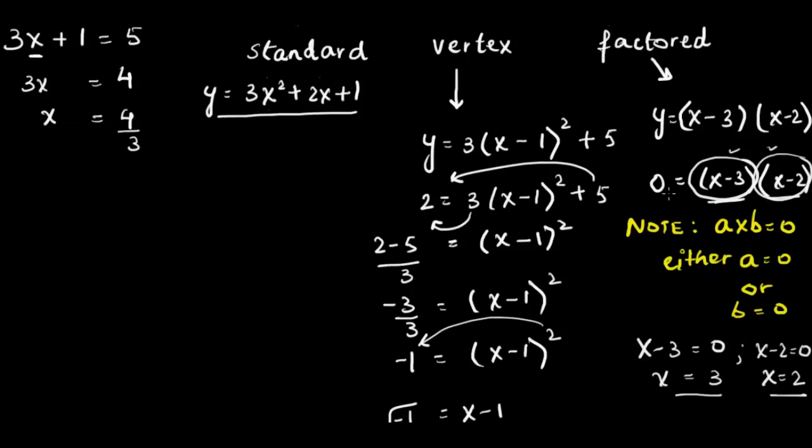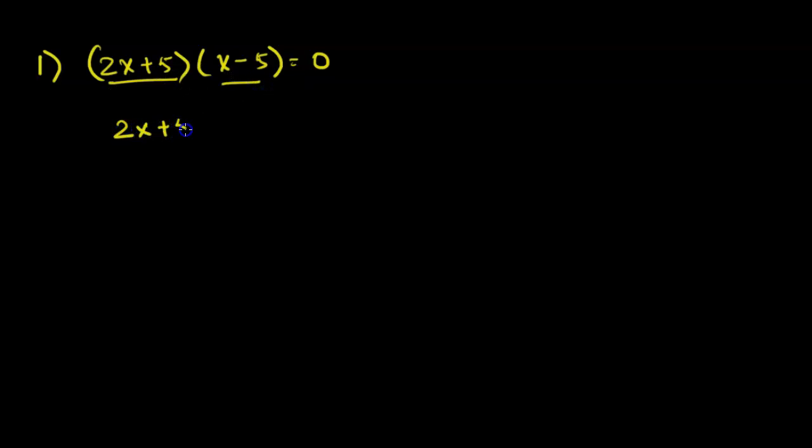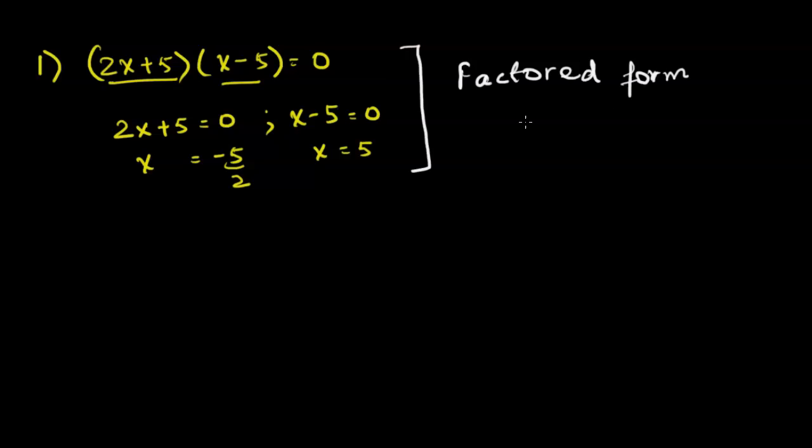What if the dependent variable is not equal to 0? Then how do we solve the equations? And how do we solve equations when we are given the standard form? Let's go over that using different examples. The first example is when we are given the factored form of a quadratic equation and the y value is equal to 0. How do we solve for x? Because this is the product of two factors equal to 0, we put each factor equal to 0 and solve for x. So 2x plus 5 equal to 0 gives us x equal to negative 5 by 2, and x minus 5 equal to 0 gives us x equal to 5. This is how we solve when we are given the factored form of a quadratic equation equal to 0.